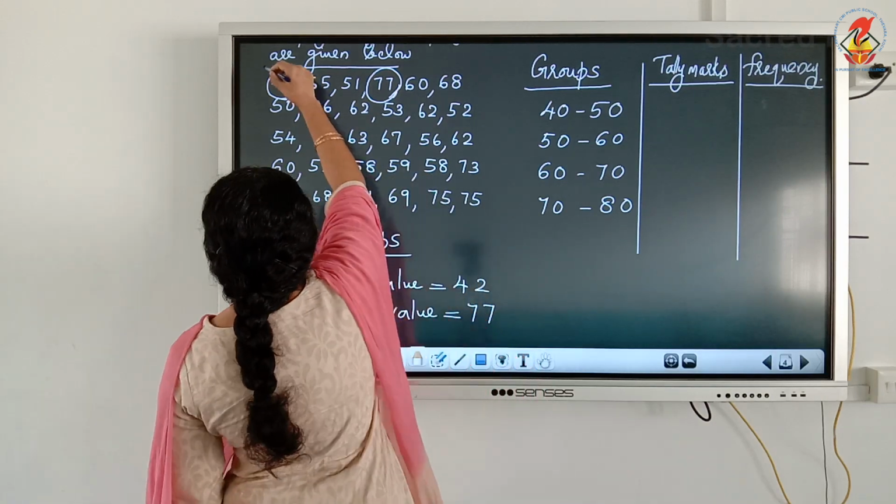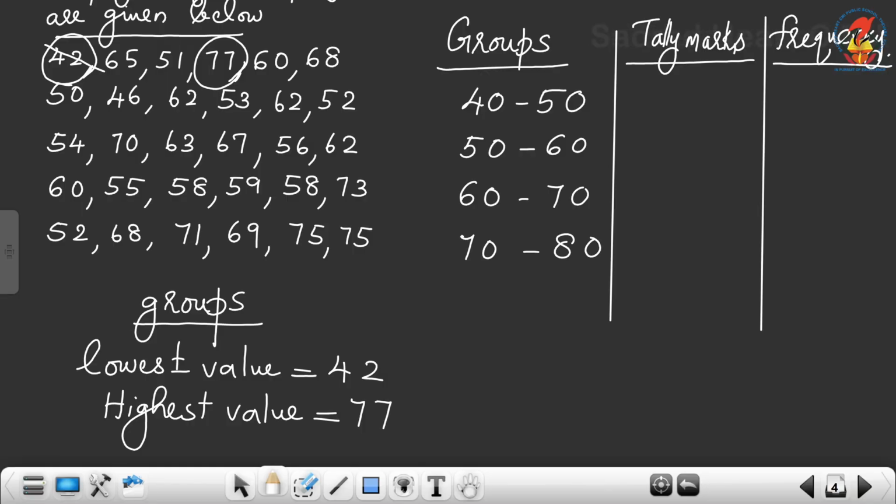Now the first one is 42. Where will this 42 come? In the group 40 to 50. Then 65. 65 will come in the group 60 to 70. Then 51. 51 will come in the group 50 to 60. Then 77. 77 will be in the 70 to 80 group.